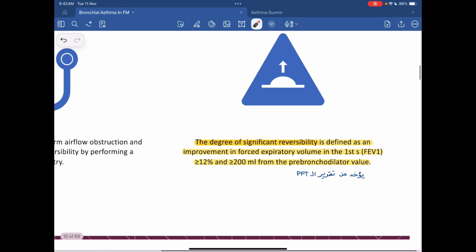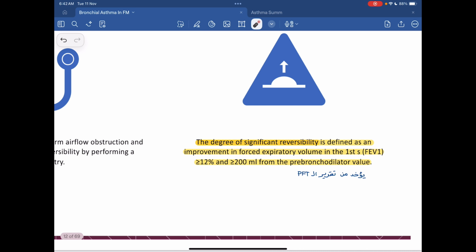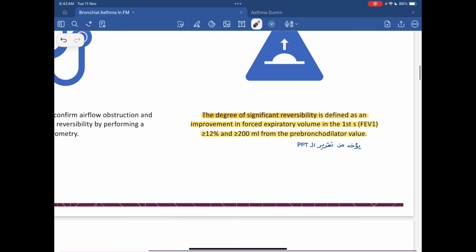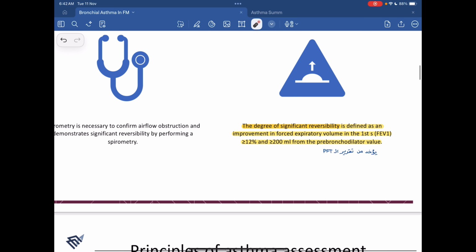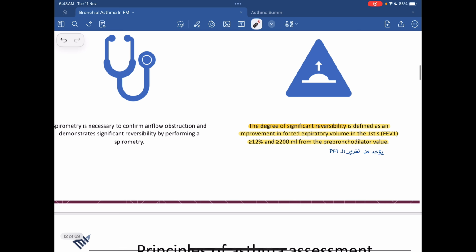So when do we say it's significant reversibility? If the FEV1 is more than 12% of the previous reading. يعني في 200 milliliters from the 200 milliliters لو كان يعني ال volume of air.